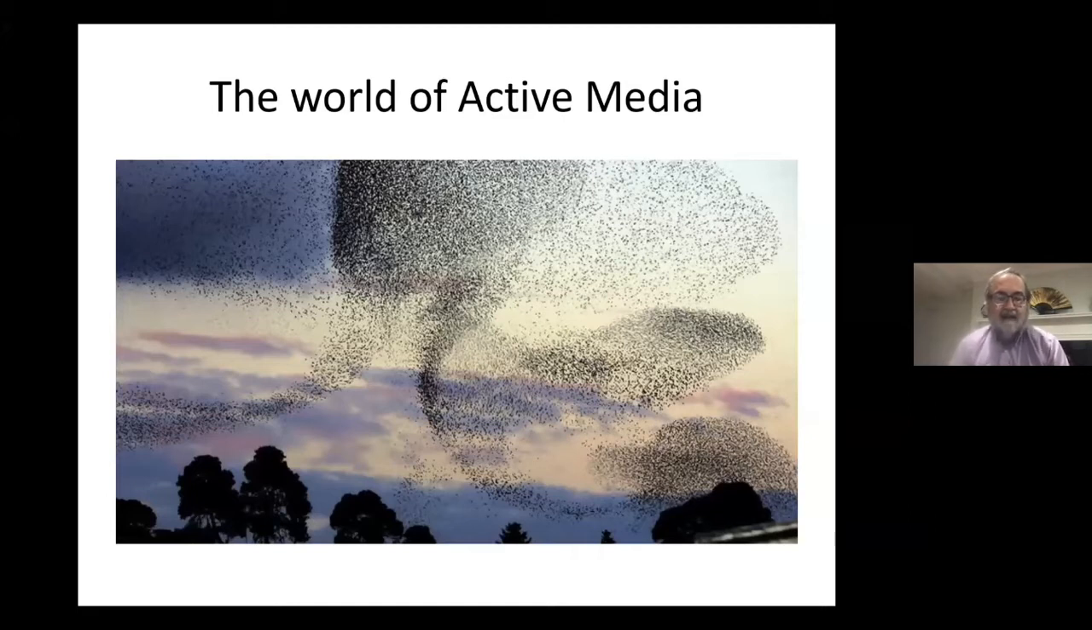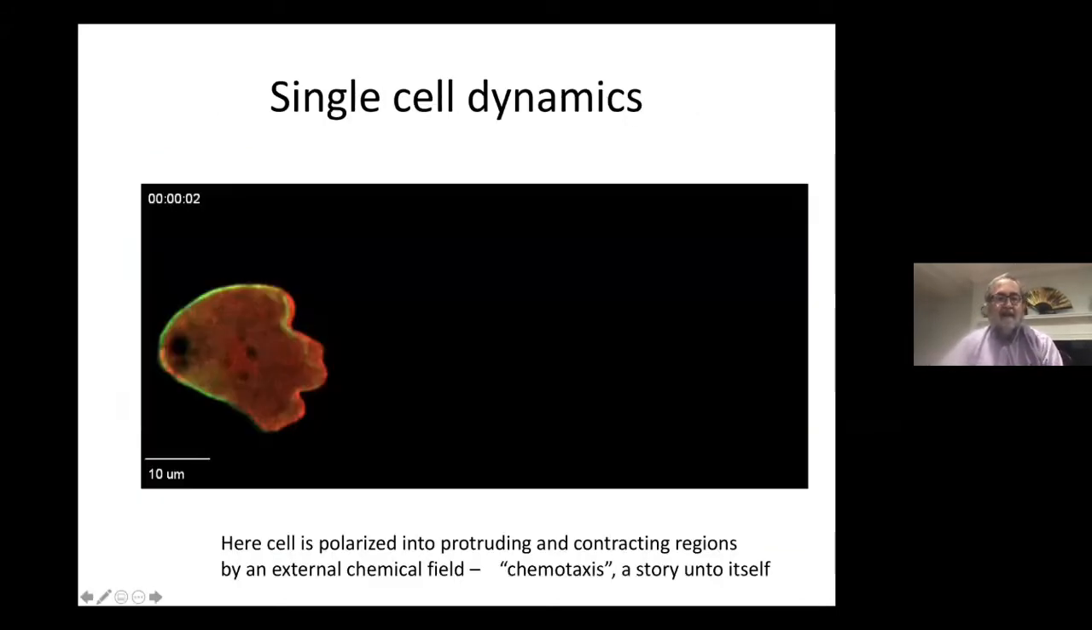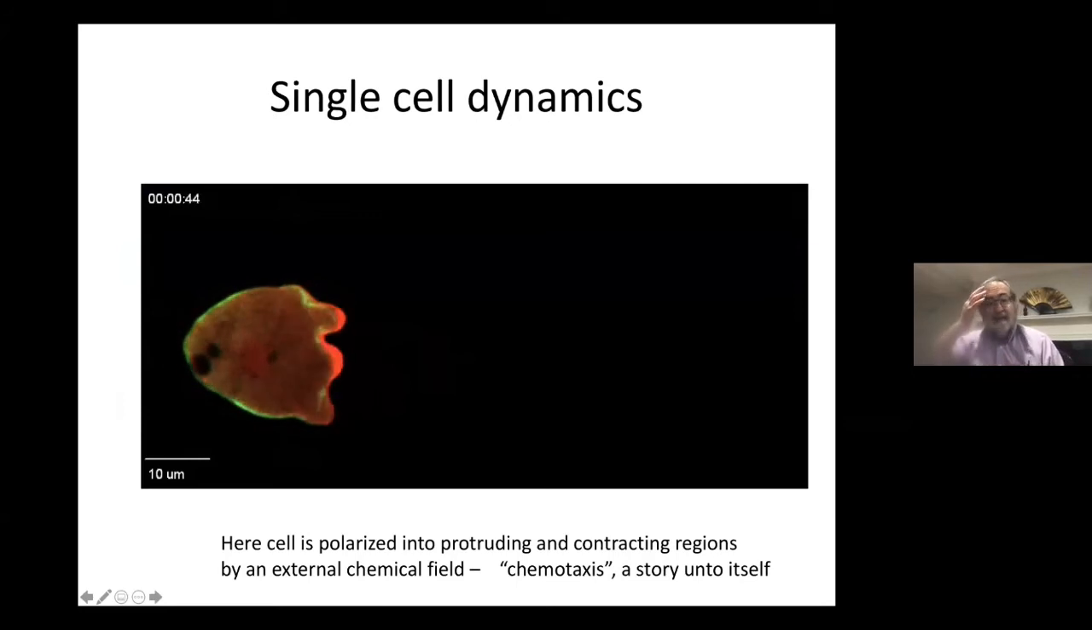And the issue is trying to understand the forces and energy sources that give rise to motility and how, under certain circumstances, that motility can be collective, that individual objects can affect each other in some non-trivial way. So this is what I call the world of active media. And we can start by looking at single cells.